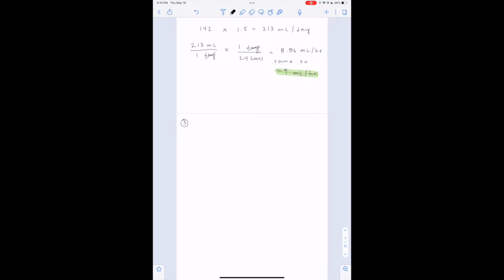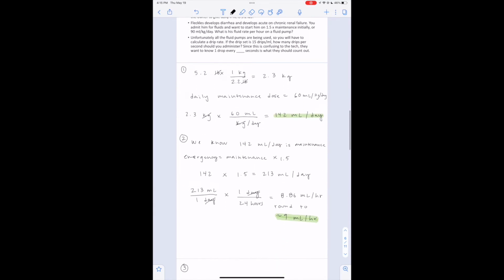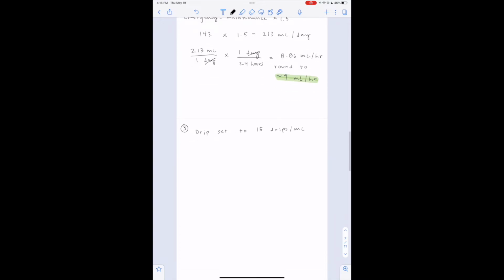Okay, so then part 3 says that you want to set a drip rate, and it says that the drip is set to 15 drips per milliliter, and we know that he's already getting 9 milliliters per hour, so we just need to get this into the drips per hour unit. So we start with our 9 milliliters per hour, and we multiply this by 15 drips per 1 milliliter. And so your milliliters will cancel, and that will leave you with 135 drips per hour.